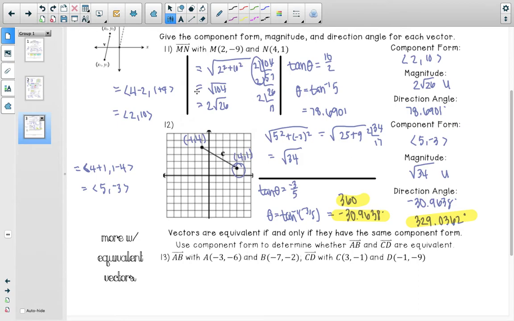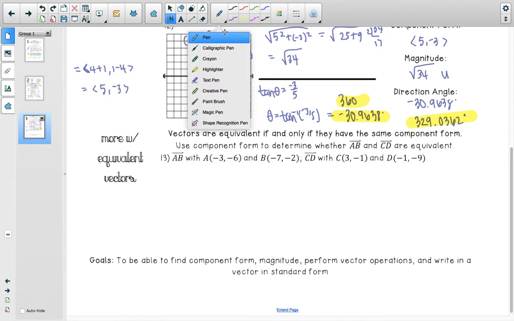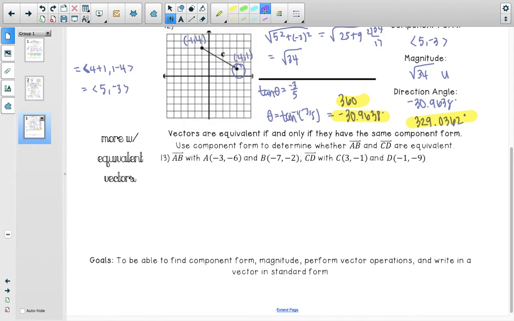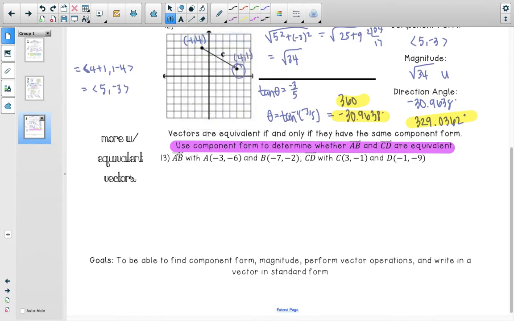Okay, one more thing with equivalent vectors. It says vectors are equivalent if and only if they have the same component form. So use component form to figure out if they're equivalent. This is our next little piece of information that we could use to find equivalent vectors. So I'm going to highlight this. Okay, so 13, last problem.